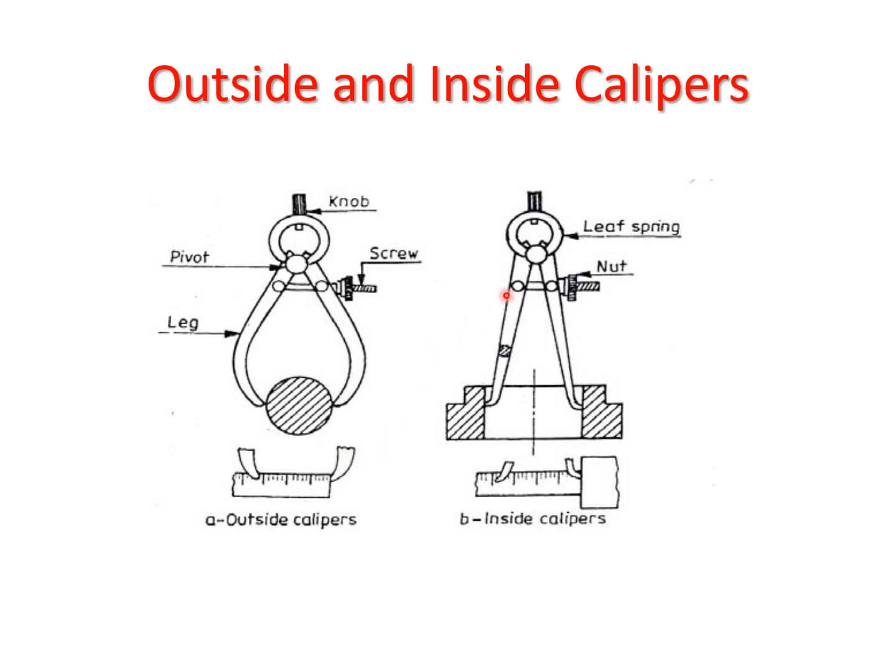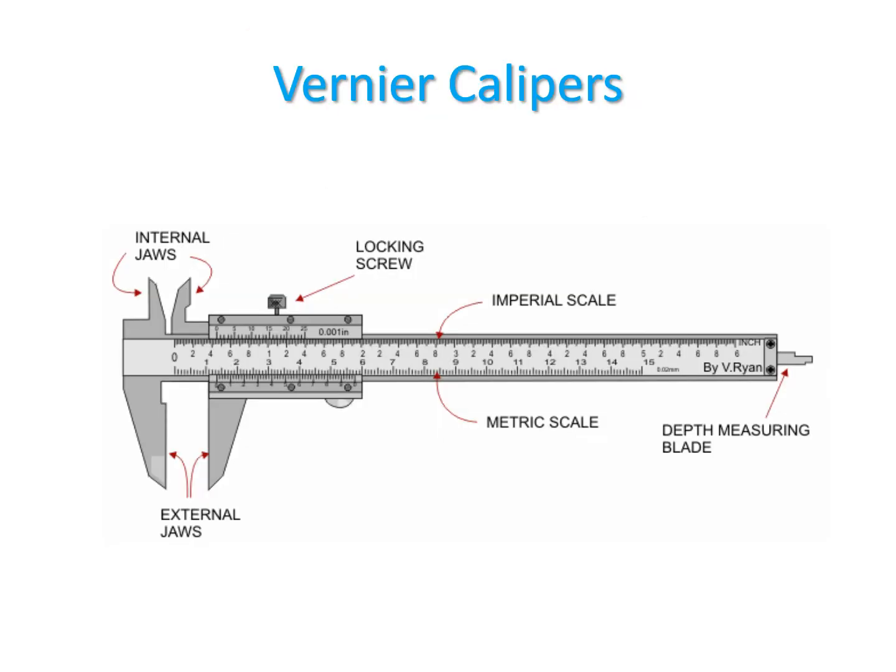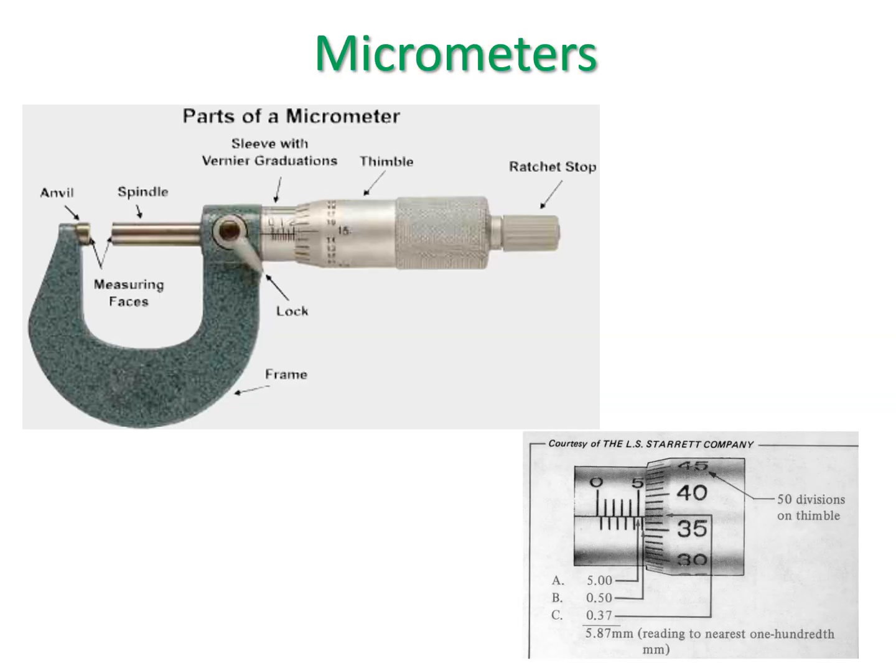Similarly, inside calipers are used for taking the inside diameter of a tube or a channel. This is the vernier caliper which you all are well familiar with. It has external jaws for external diameter, internal jaws, and the depth measuring blade for taking the depth or internal height of any object. Similarly, like the vernier caliper, micrometers are used to measure the diameter of small objects and also the thickness of small workpieces.